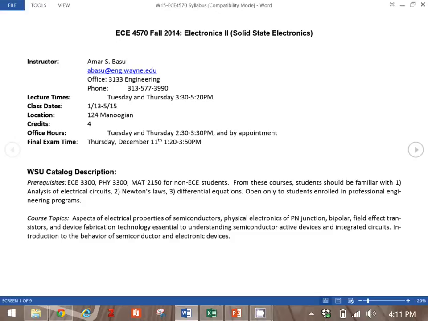Does anyone know what a semiconductor is? Has anyone heard the term before? Yeah, that's one of the properties of semiconductors. So the resistance of the material changes with temperature. Yes, that's one of the properties of semiconductors. And the general definition of a semiconductor is a material that's sometimes conductive and sometimes not.